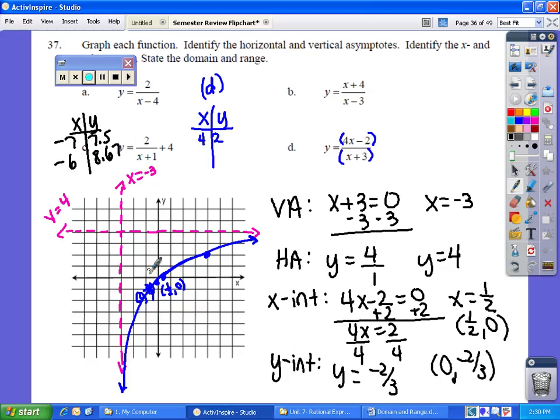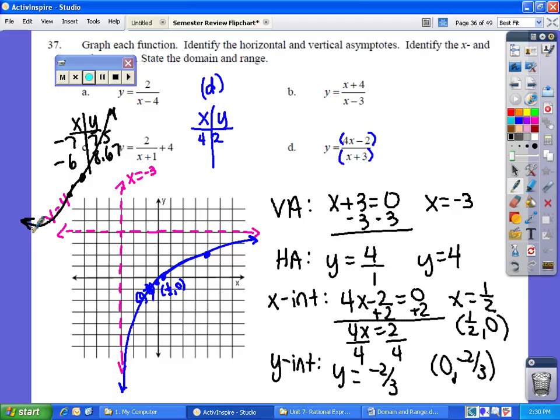So we'll go to -6, and 8.67 might be about there. And then -7 and 7.5. Okay, so we're just going to go up and up.